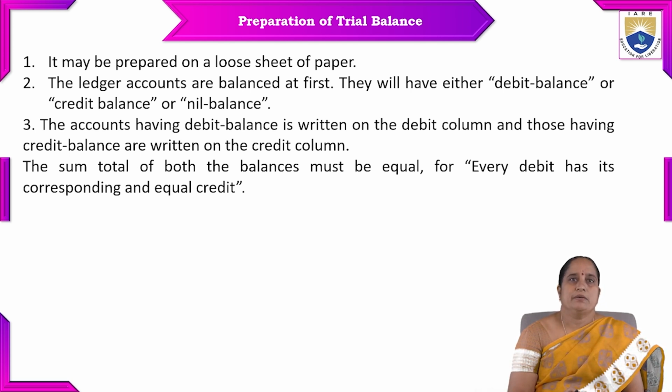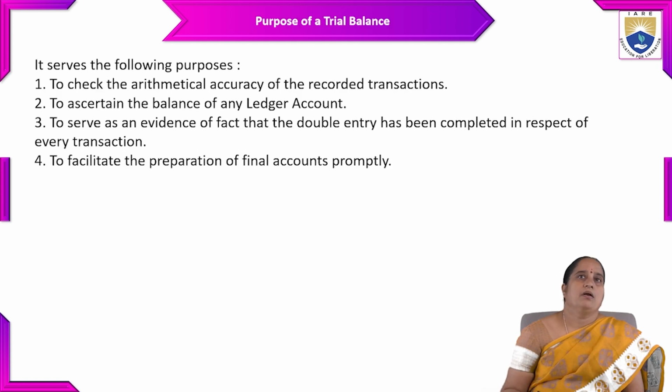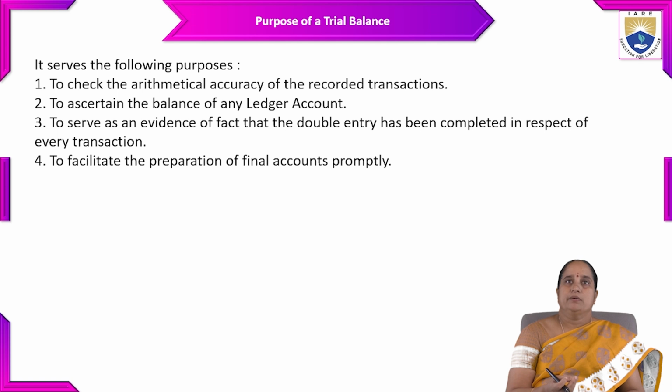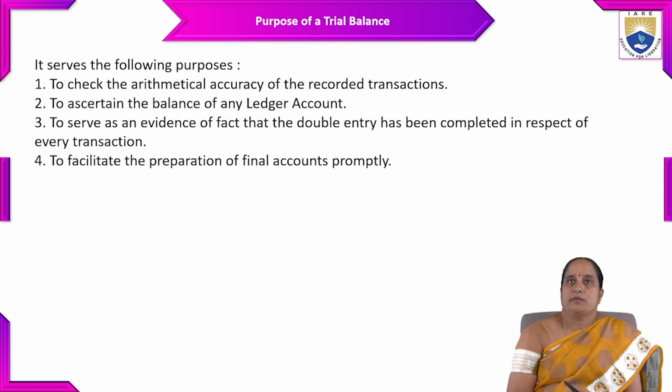For every debit there is a corresponding and equal credit. Coming to the purpose of a trial balance, it serves the following purposes: to check the arithmetical accuracy of the recorded transactions. So whatever entry we made in the previous books, whether it is right or wrong, that accuracy test can be done by preparing a trial balance.